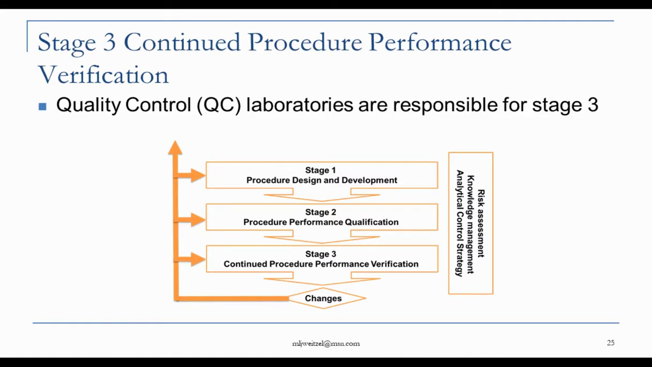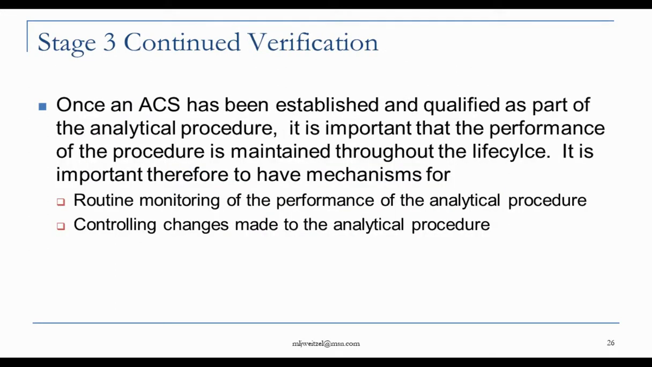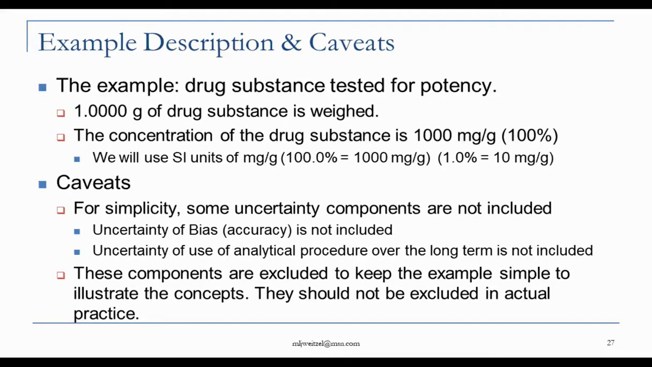And so stage 3, continued performance verification of your analytical procedures, that the QC lab does. So in the continued verification, the QC lab receives the analytical control strategy and they use it. It's important to have a mechanism for the routine monitoring of the performance of the procedure and controlling changes to the analytical procedure. And so that's how it happens in stage 3.